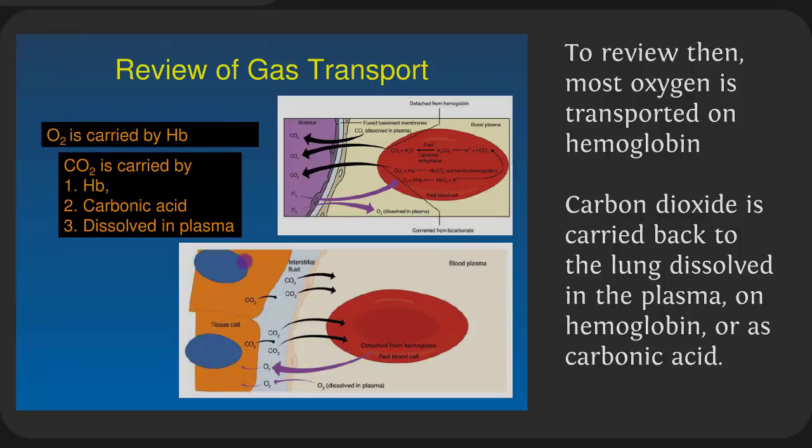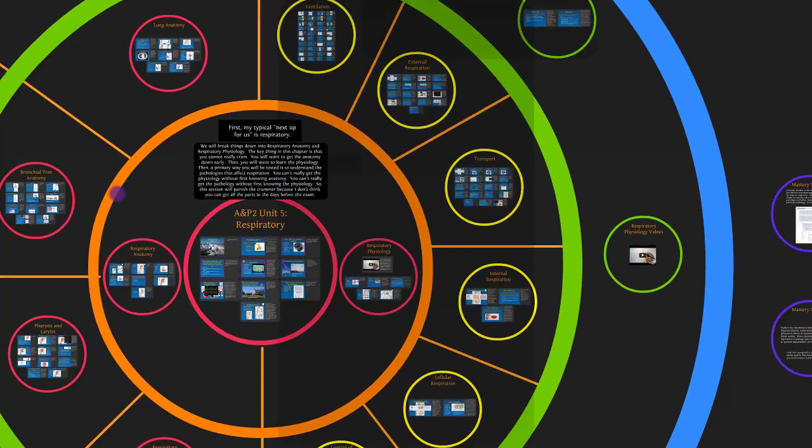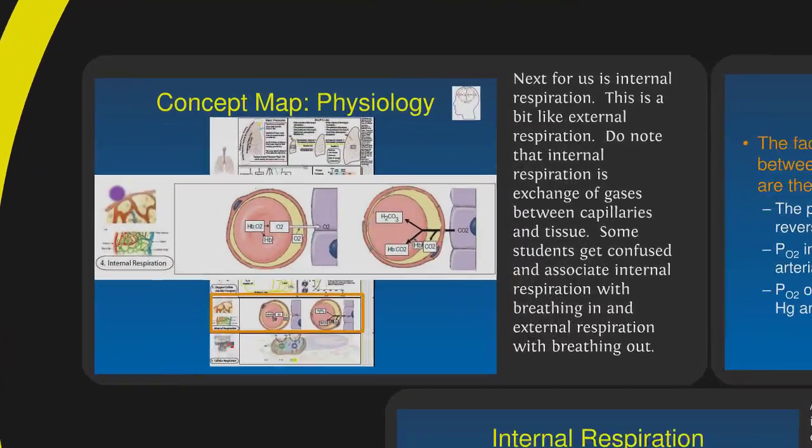To review then, most oxygen is transported on hemoglobin. Carbon dioxide is carried back to the lung dissolved in the plasma, on hemoglobin, or as carbonic acid. All right, that's transport. You can already start to see things are going to get a little bit easier here.